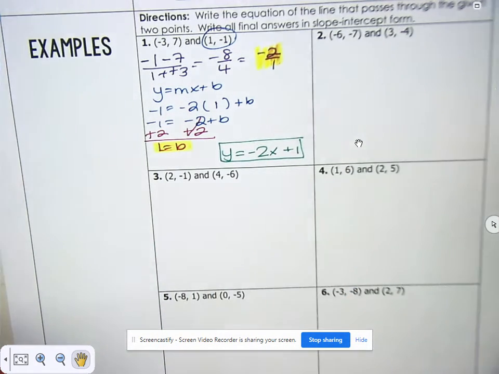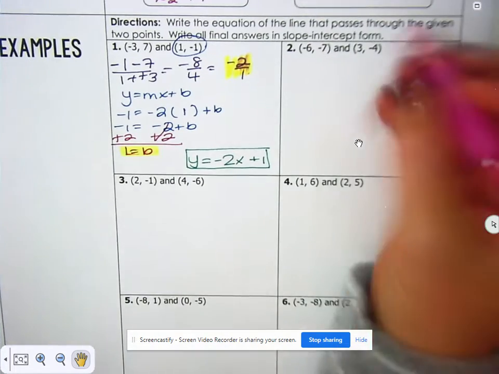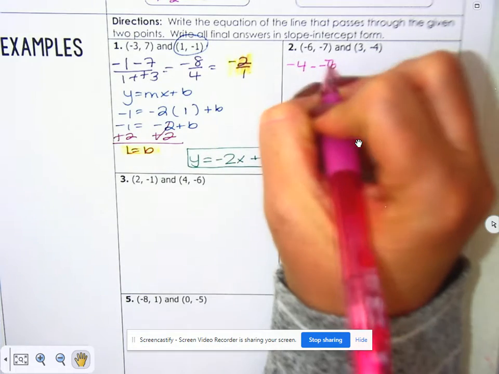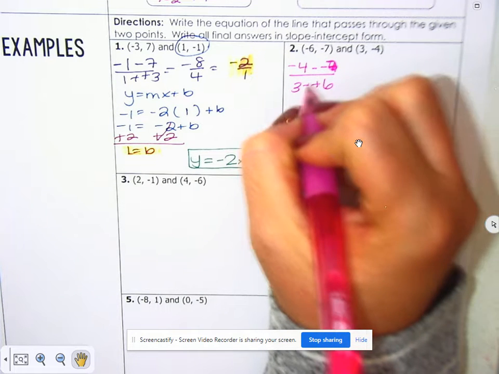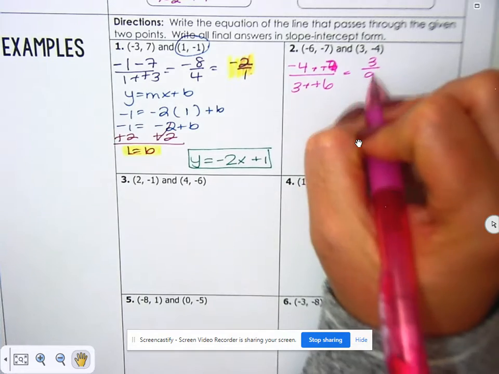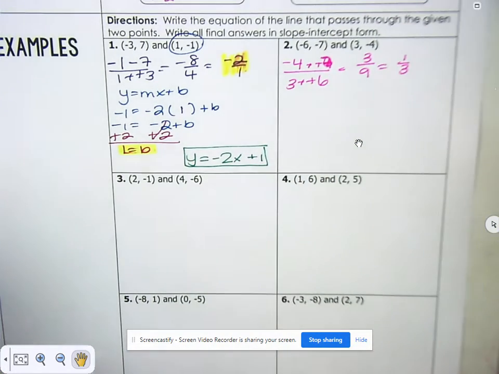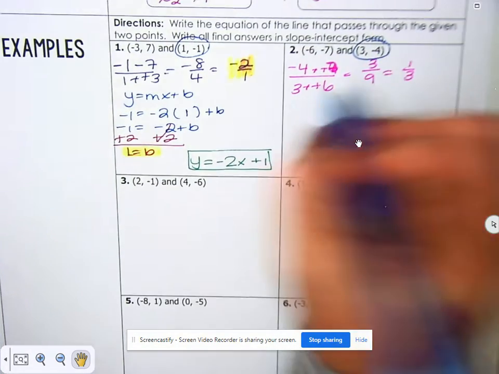So this is just like what we did yesterday with slope and a point. The only difference is you've got to find the slope today, whereas yesterday the slope was given to you, okay? So again, I'm going to start by finding my slope, negative 4 minus negative 7 over 3 minus negative 6. So that gives me 3, 7 minus 4 is 3 over 9, which we're going to reduce down to 1/3. So now we've got our m, 1/3. And again, you can use either ordered pair. I'm going to use the second one.